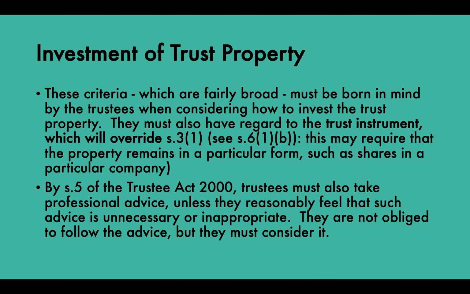Now, these criteria, which are fairly broad, must be borne in mind by the trustees when considering how to invest the trust property. They must also have regard to the trust instrument, which overrides Section 3, subsection 1. And it's also important to remember that the trust instrument will always prevail. This is the most important thing. If the trust instrument tells you to do one thing as a trustee, then you must listen to it.